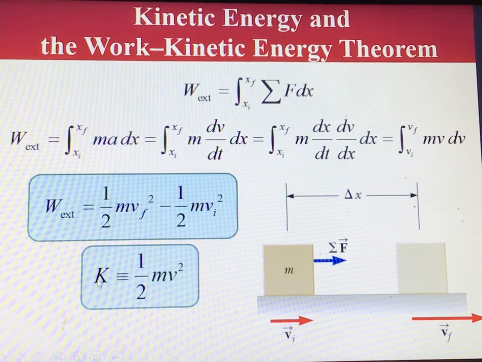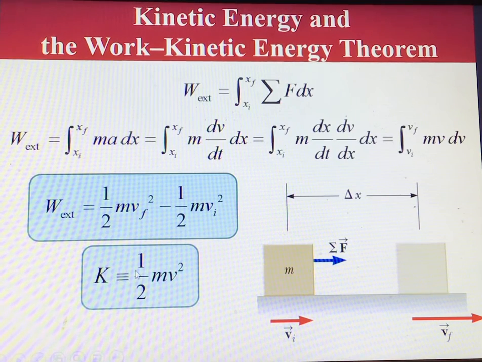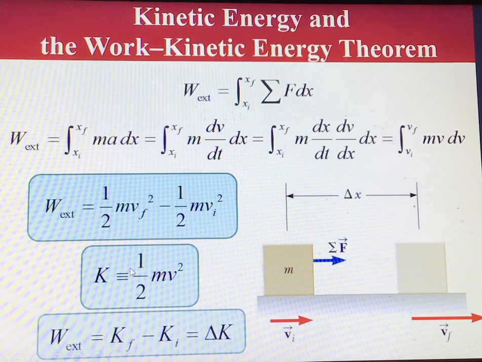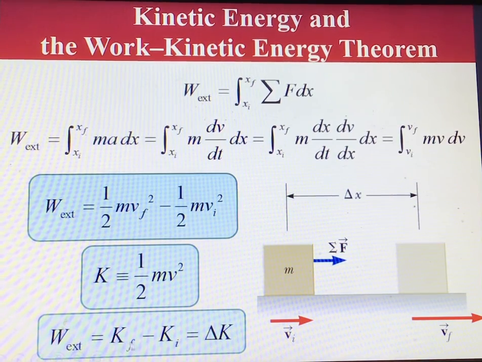So the K value is called the kinetic energy. And the kinetic energy is given by this equation. It's 1/2 times the mass times the velocity square. So with this definition of the kinetic energy, I can go back and write this equation. I can just say that the work done is equal to the kinetic energy final minus the kinetic energy initial. Or we could say that the work is just the change in the kinetic energy.